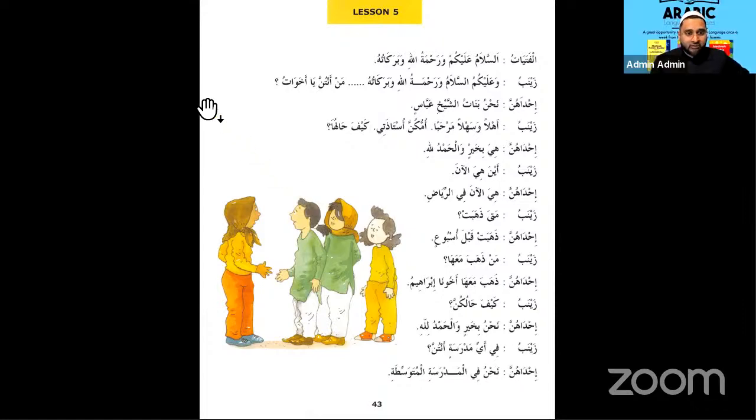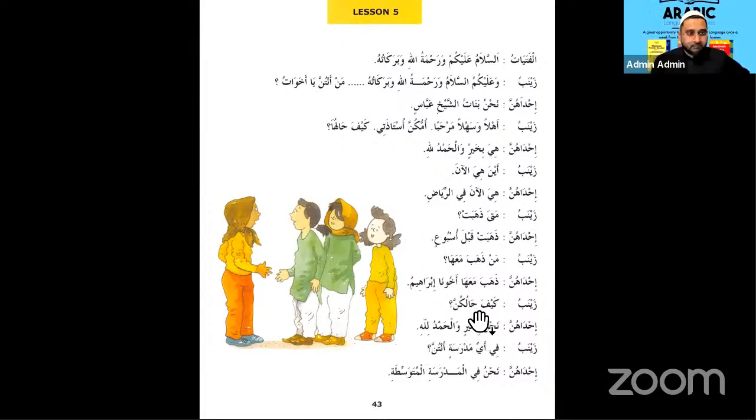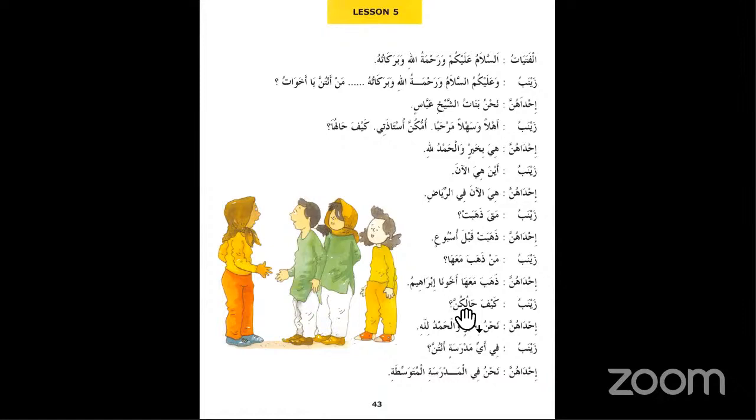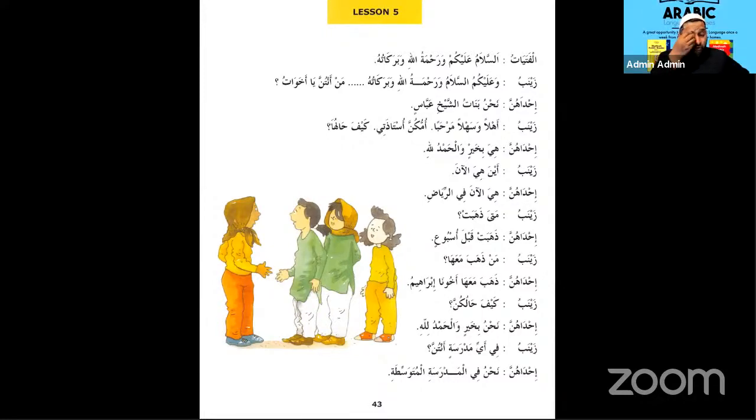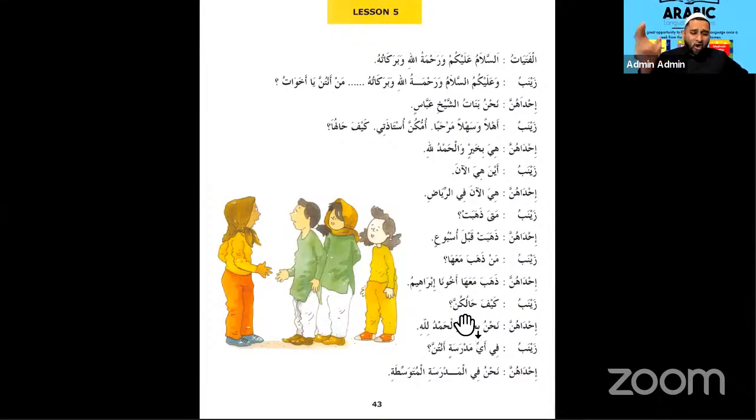Okay, Sister Batul Manji, you still on the mic? Yes. Here it says كيف حالكن, correct? Wait, just page number 43. How do you say, how are you, all boys? كيف حالكم. And how do you say, how are they, all boys? Third person, غائب.